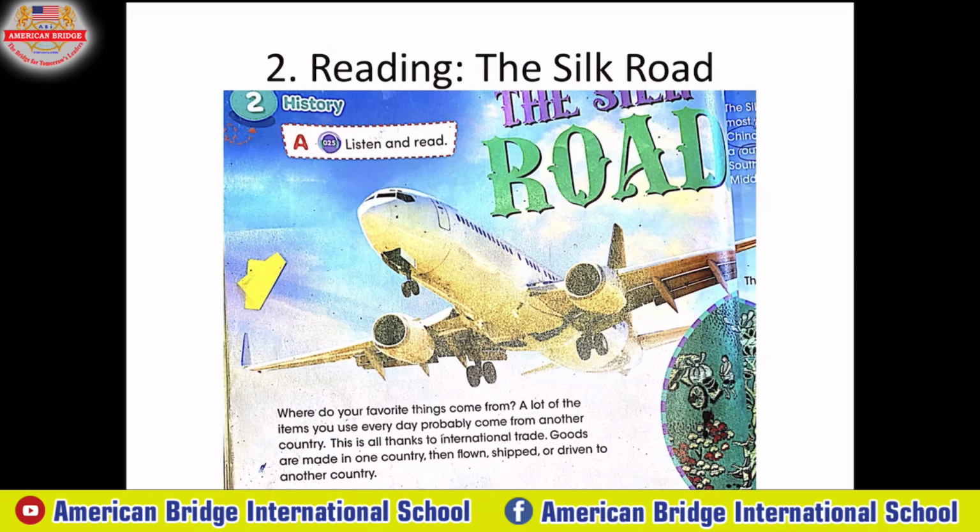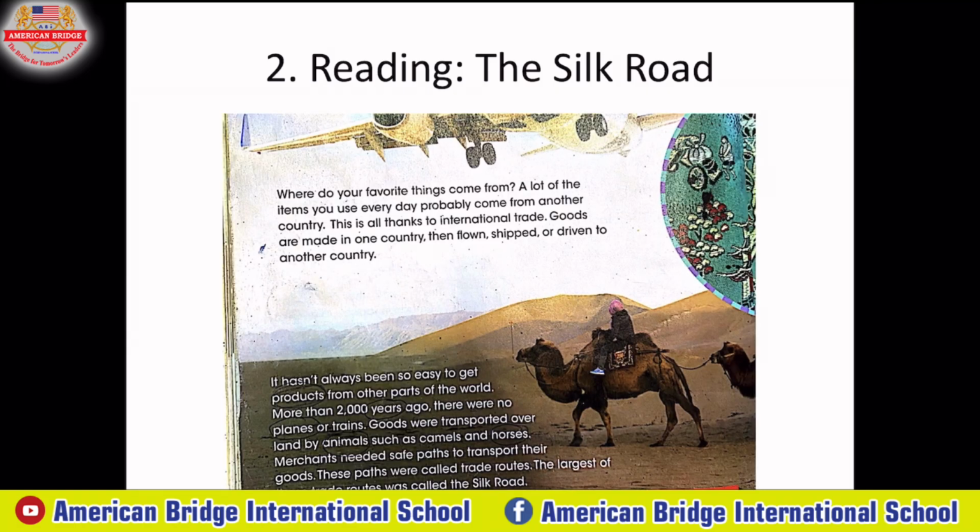Alright, so we have completed page 26, which was about the reading on the Silk Road. So we know what the Silk Road is, right? Actually the Silk Road is just like the paths or the roads that help people transport their goods. Okay, so goods here means the products. If you see the word goods with an S, it means products.